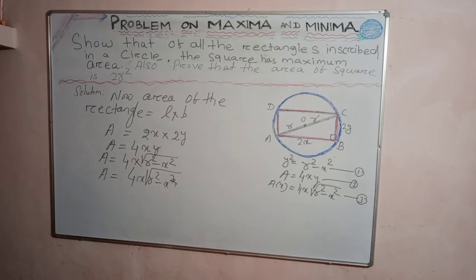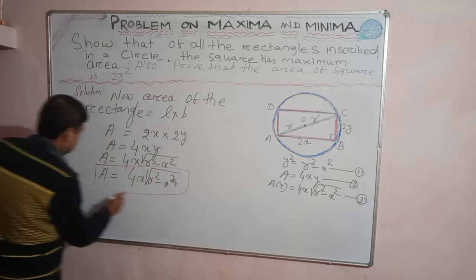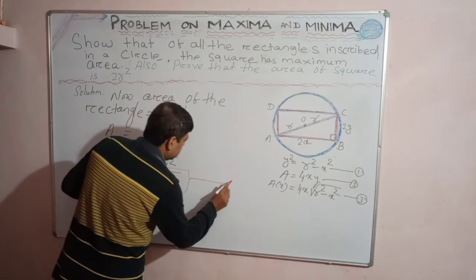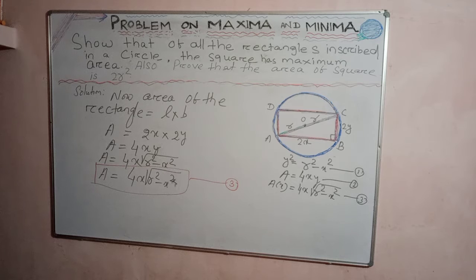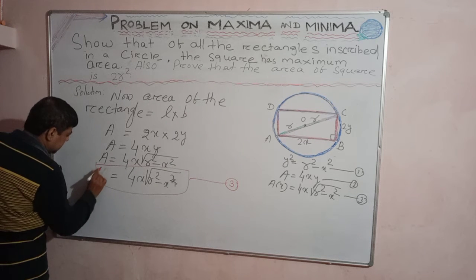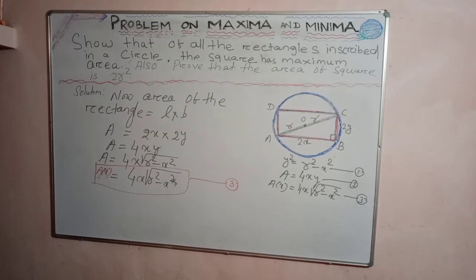Okay, yes. This is the area of the rectangle we got. This is the third point we got. Okay, students, is it clear? And area is a function of x here. Area is a function of x, right? Okay. Then you find the derivative of the area with respect to x.